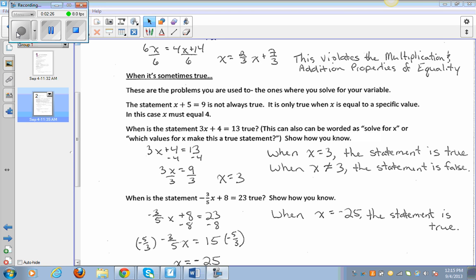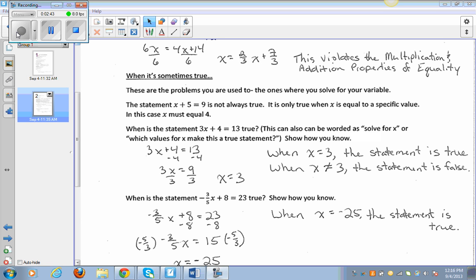So let's take a look at the statement 3x plus 4 equals 13 and figure out when it's true. Sometimes this might be worded as solve for x, or you might have a question that says which values for x will make this a true statement. So let's show how we know, basically just showing our work.